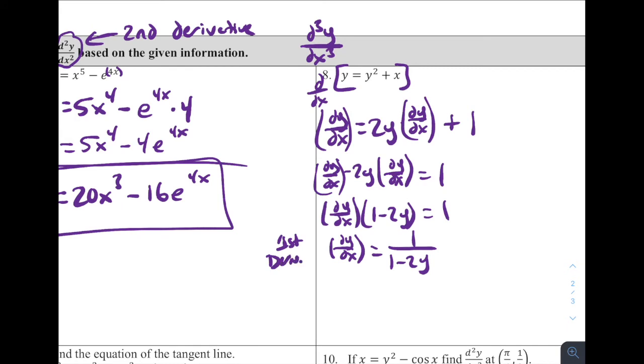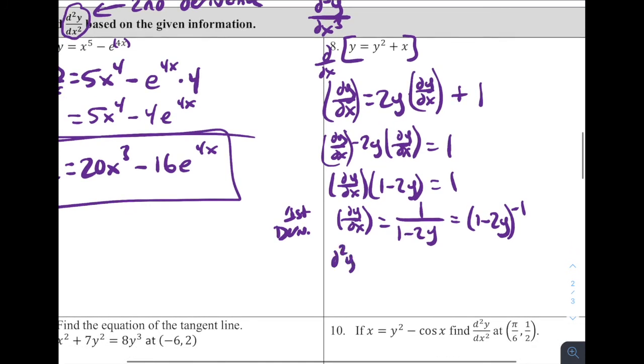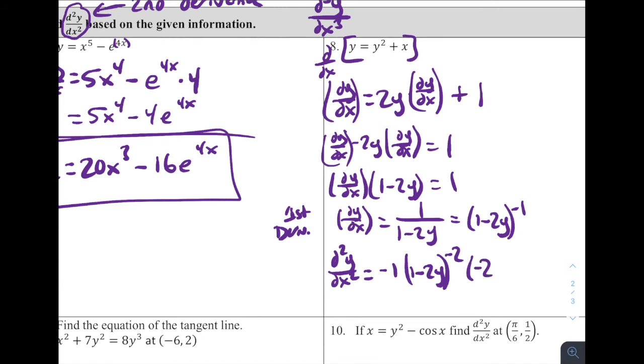How do we take the second derivative? Probably for this one, similar to our 3.6 lesson, we could set this up as a quotient rule problem if we wanted to, but it's also easy if we rewrite this for usage of chain rule. Like this is 1 minus 2y to the negative 1 power. Now if I take that derivative, d squared y over dx squared by the chain rule, that's going to be negative 1 times 1 minus 2y to the negative 2 power times the derivative of the inside. Derivative of 1 is 0, but the derivative of negative 2y is negative 2 times dy dx.